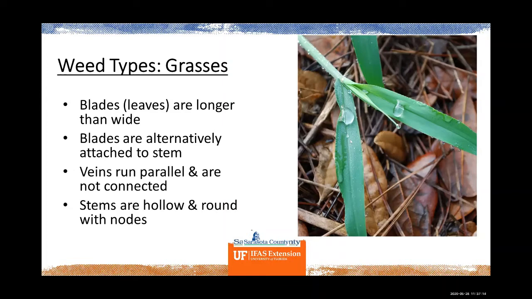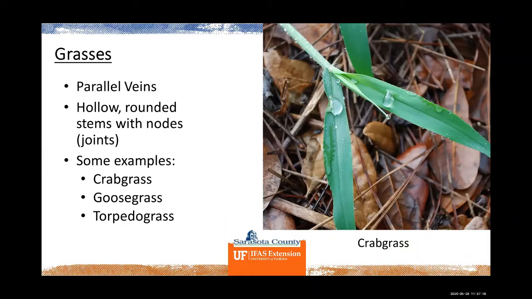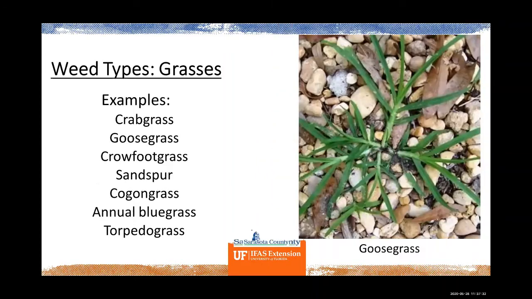The stems of grass weeds are also hollow and round. So some examples will include your goosegrass, torpedo grass, which is everybody's favorite grass to hate, and your crabgrass. Sandspur is also another grass weed that people love to hate as well. And so these are just some examples here, if you can see with my pointer.